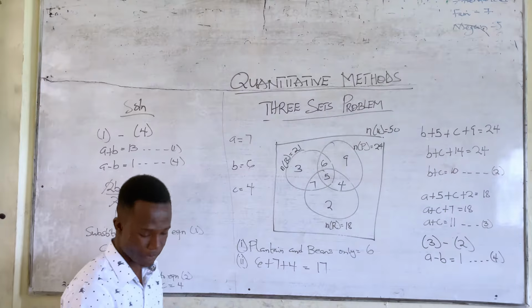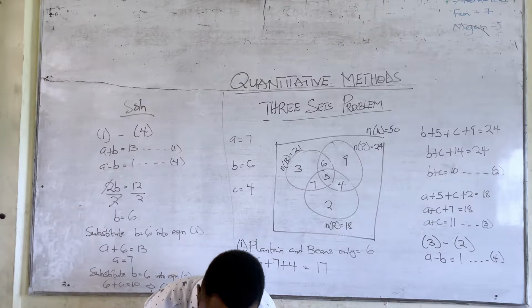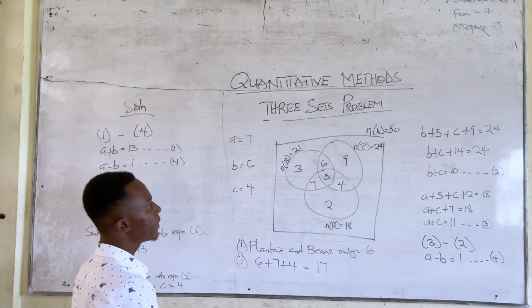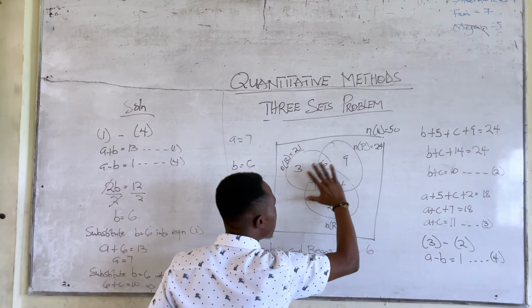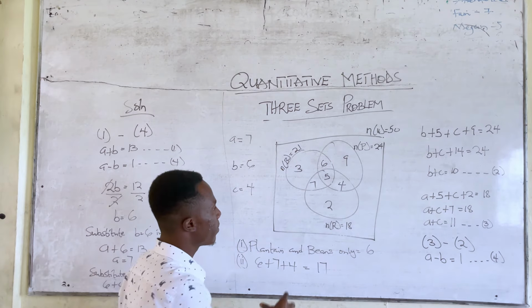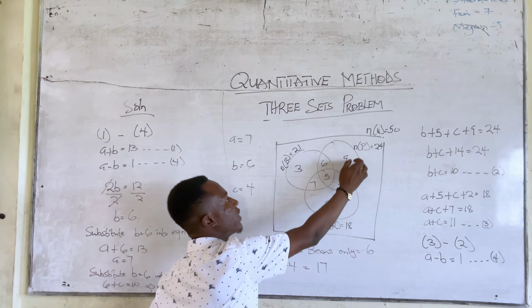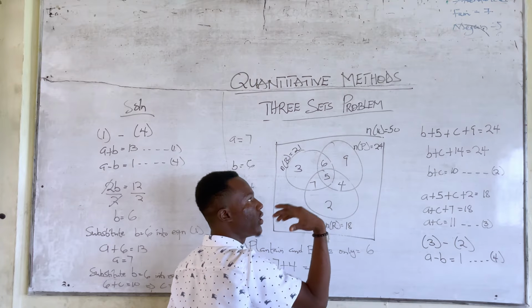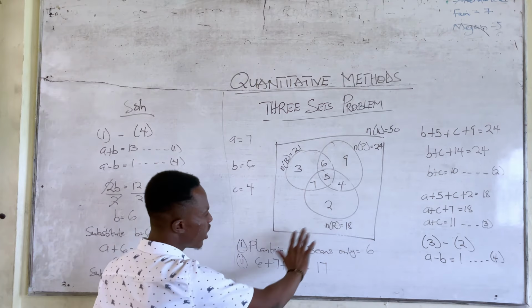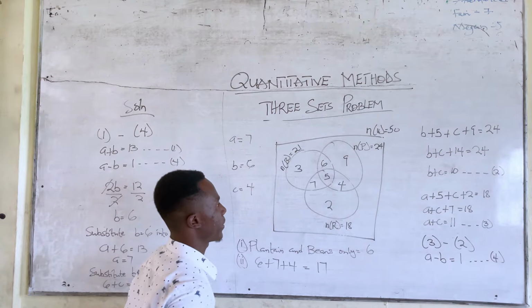We add them. Okay. Then the next one also says none of the three kinds of food. So it means when we add everything in these circles, we are to get 50. So when we add them and we are not getting the 50, it means there were some students who did not, or there were some police officers who did not take any of the food. Do you get it? So now let's add whatever we have in the set.